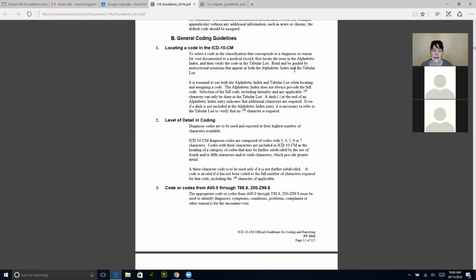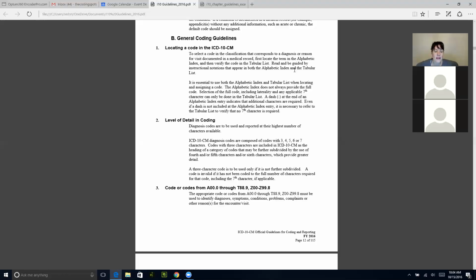And it explains that a dash at the end of the alphabetic index term indicates that more characters are required. So if you're looking up a code in your index and you see a dash at the end of it, it's just saying this is not a complete code. You need to go to the tabular and figure out what additional digits are needed.